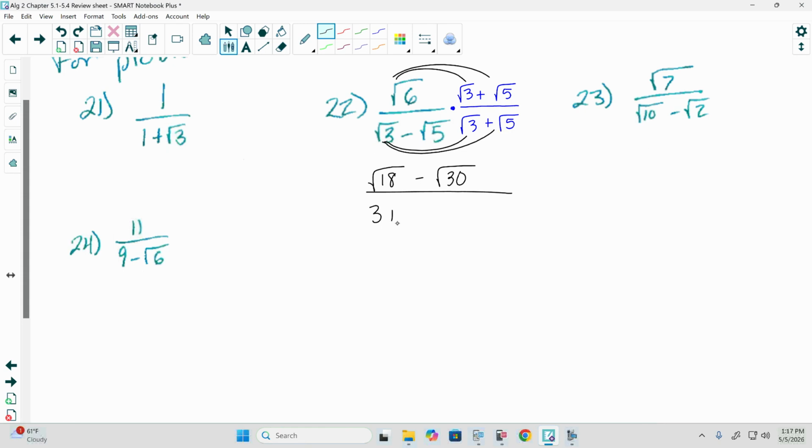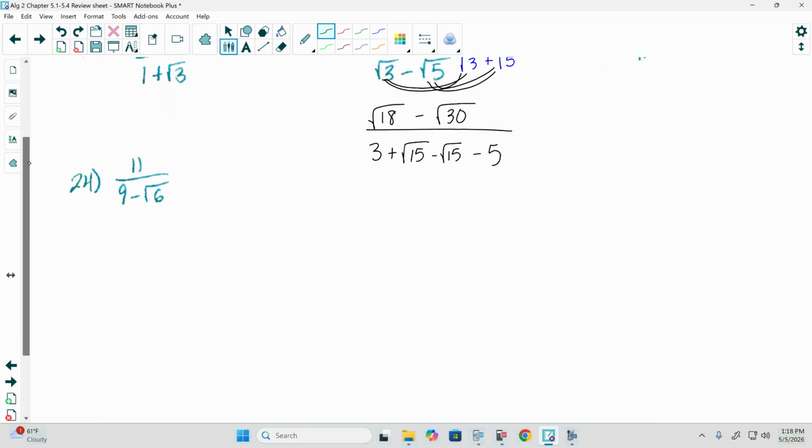Square root of 3 times the square root of 5 would be the square root of 3 times 5, or square root of 15. Negative square root of 5 times 3 would be minus square root of 15. And negative square root of 5 times the square root of 5 would be negative square root of 5 squared, or negative 5. If we combine like terms in the denominator, the square roots of 15 would go away. 3 minus 5 would give us negative 2.